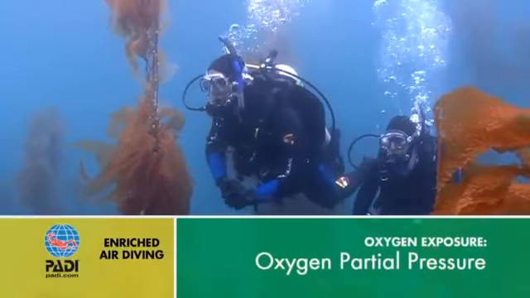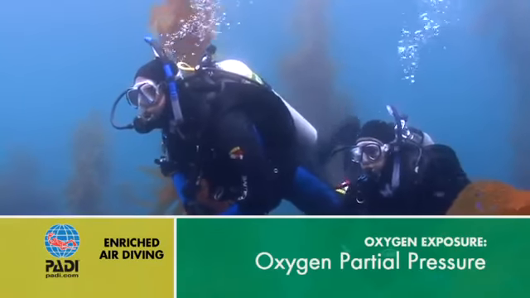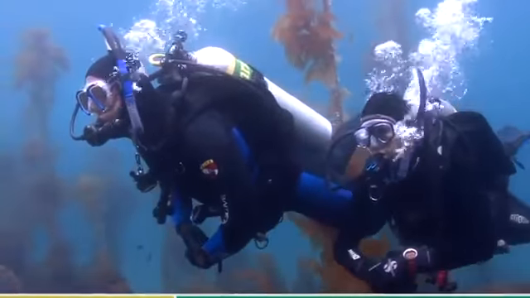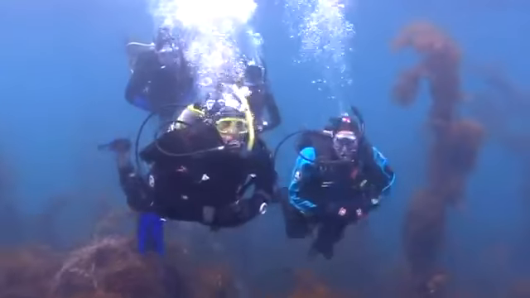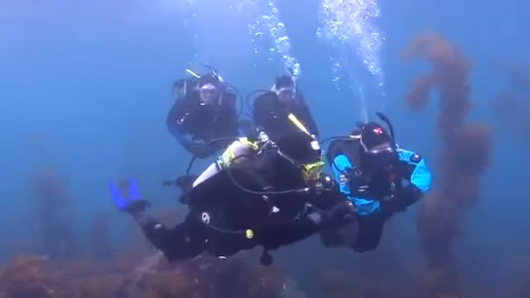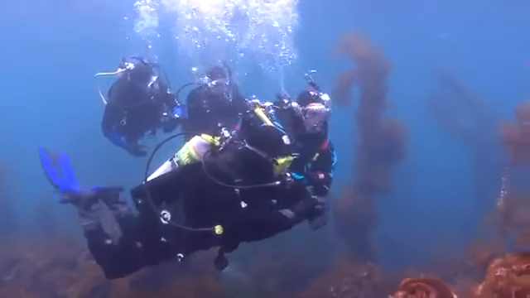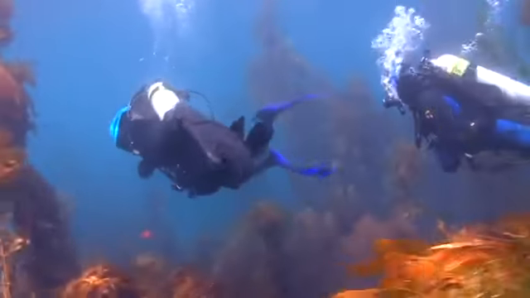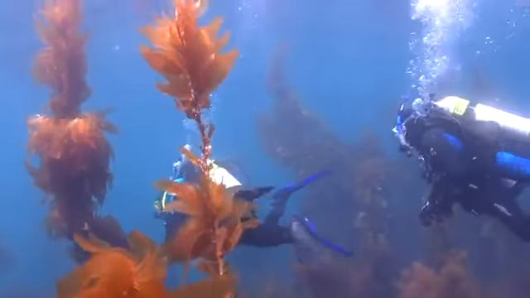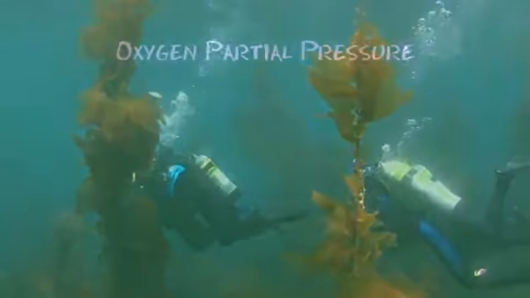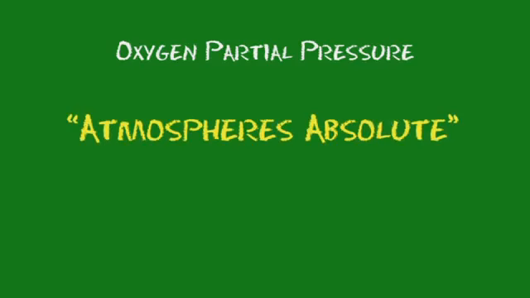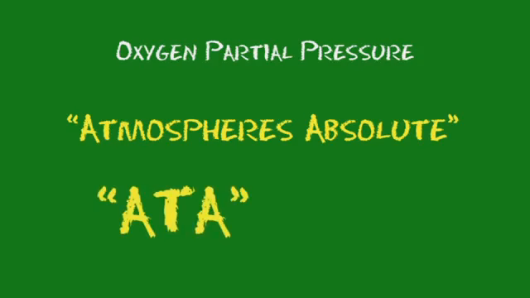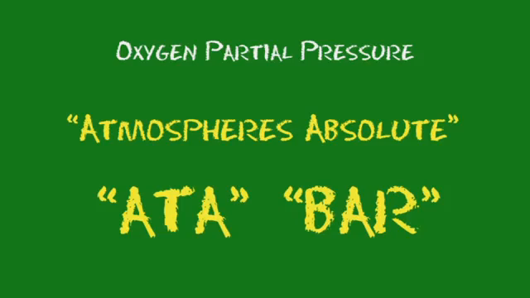Using air within recreational limits, oxygen exposure is not really an issue, but it can be an issue when diving with enriched air. You use your enriched air compatible computer to keep your oxygen exposure within accepted limits. Oxygen exposure is measured based on the oxygen partial pressure. The oxygen partial pressure is based on the oxygen percentage and your depth. Oxygen partial pressure refers to the pressure exerted only by the oxygen you breathe. It's usually expressed in atmospheres absolute, abbreviated ATA, or in metric as absolute bar. You can use the terms interchangeably with respect to this course.